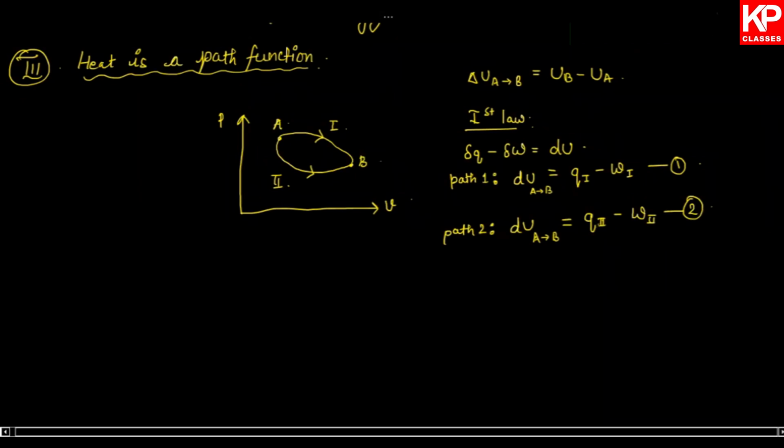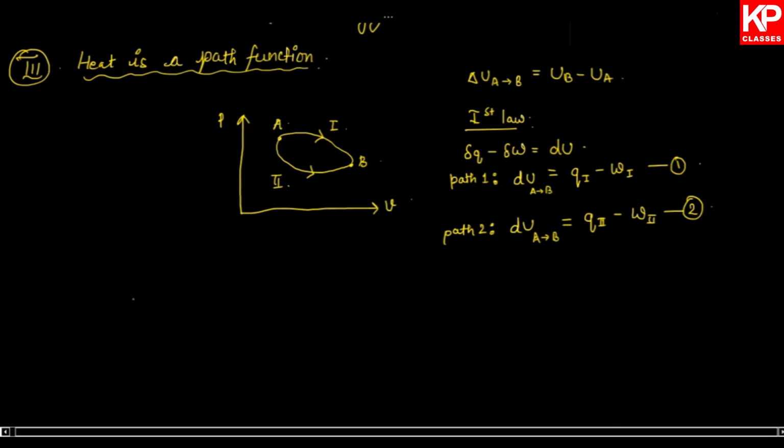We don't know yet whether it will be equal or different, so we are just indicating it with the term Q2. So we can directly write that path 1 is given by this equation and path 2 is given by equation number 2. Now what we see here is that the change in internal energy is the same for both these processes. So we just have to equate these two equations.